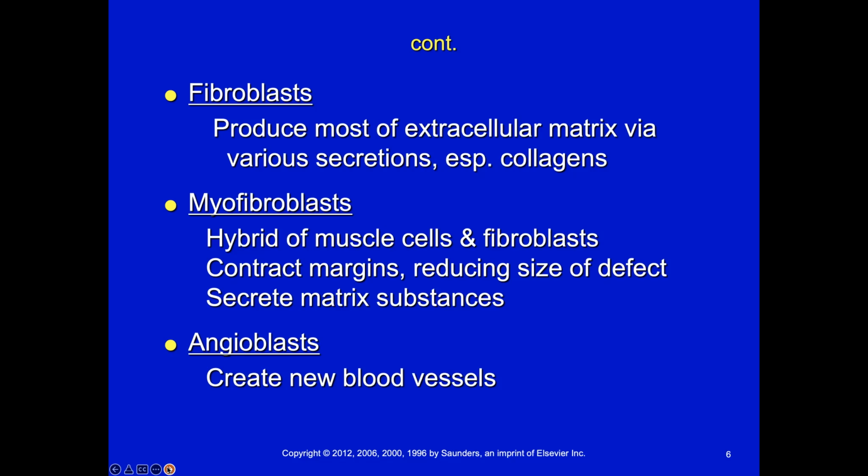Myofibroblasts. So these are interesting cells because they're actually a hybrid cell that resembles muscle cells and fibroblasts. So like a muscle cell, they are able to contract within the wound. What that does is they can bring the margins or the edges of the wound closer together. And also they can reduce the size of the overall defect by this contractile process. In addition, they also secrete various matrix substances that are needed to form and mature that matrix.